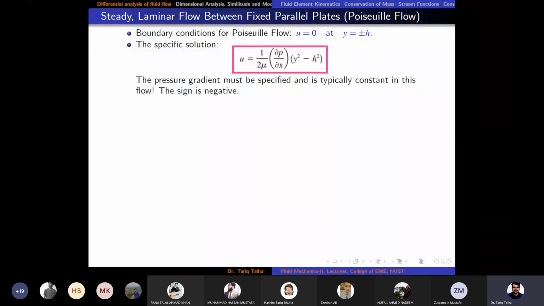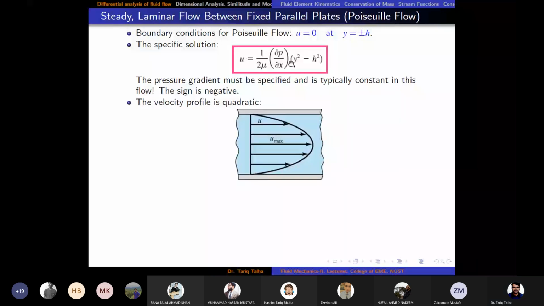So usually partial p by partial x is a negative value, and because it is a quadratic equation, the velocity would be zero at the wall surface, which is due to the no slip condition, and it would have its maximum value at the center between these two parallel plates, and then it would again reduce to zero at the other wall.